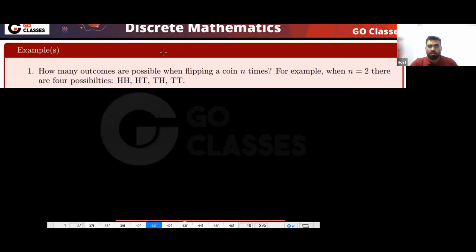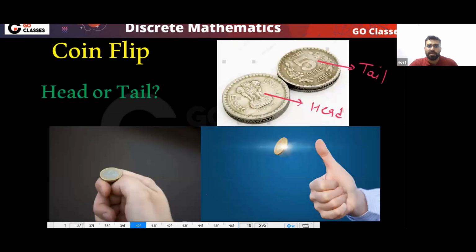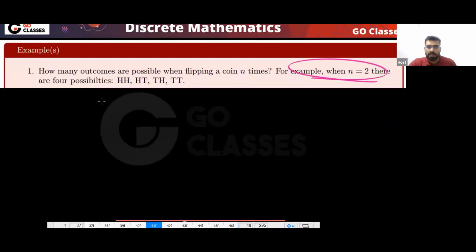So tell me, how many outcomes are possible when flipping a coin n times? You have a coin, and you are flipping it n times. Then how many outcomes are possible? See, if you toss it 2 times, then first time you can get head, second time head. First time head, second time tail. First time tail, second time head, or both times tail. So my question is, how many outcomes are possible when you flip a coin n times?